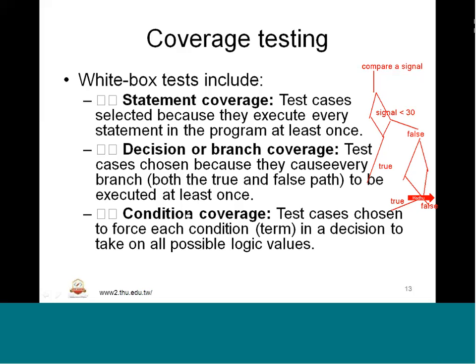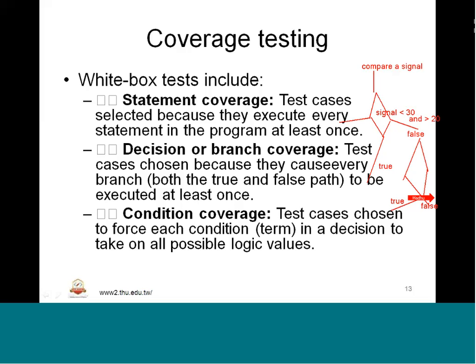Another one is conditional coverage. What we do here is test cases chosen to force each condition in a decision to take on all possible logic values. Suppose instead of just less than 30, one more condition also is there. Suppose signal less than 30 and greater than 20. So there are a number of cases which we can derive. So that could take another path instead of true and false.